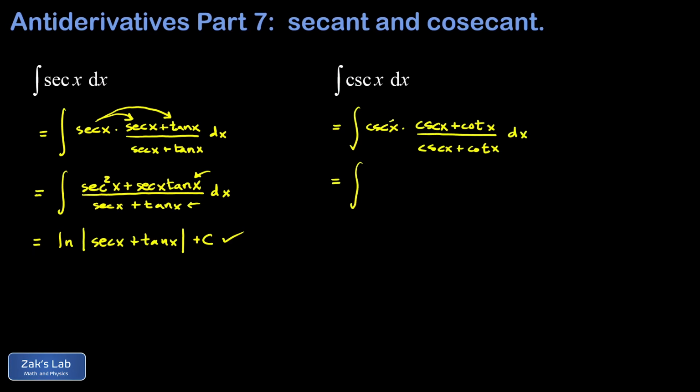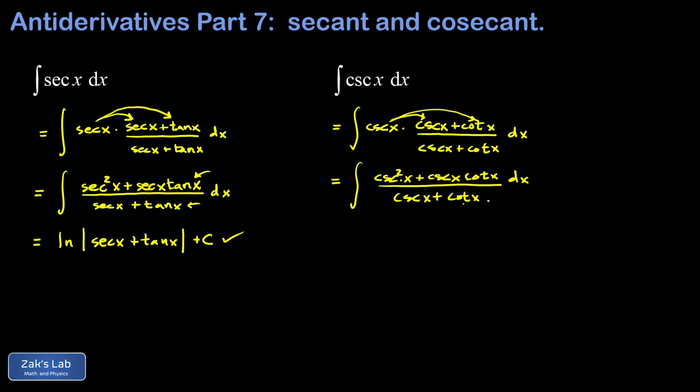So we'll go ahead and distribute that cosecant. And I get cosecant squared x plus cosecant x cotangent x. And then in my denominator, I have cosecant x plus cotangent x. Now again, we're just trying to fit the form of what we get when we differentiate a natural log function. That's 1 over the argument multiplied by the derivative of the argument. So in my denominator, I have cosecant plus cotangent, but the derivative of cosecant is negative cosecant cotangent, and the derivative of cotangent is negative cosecant squared x.